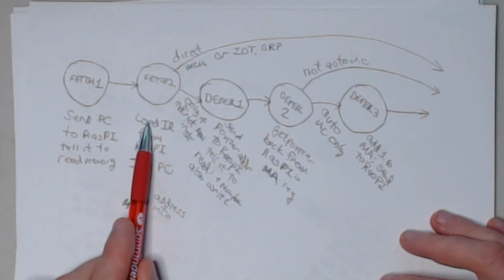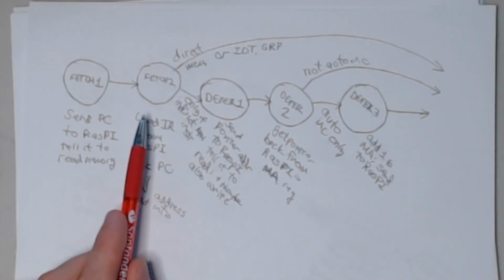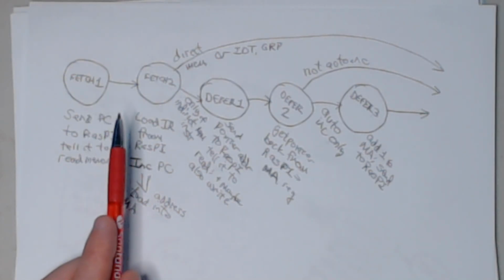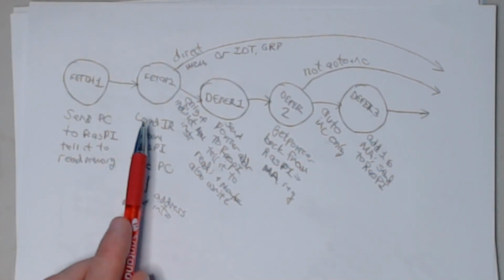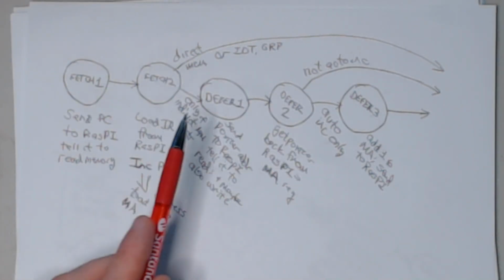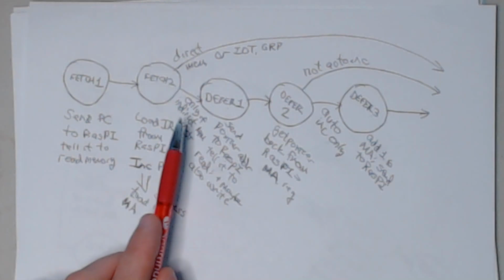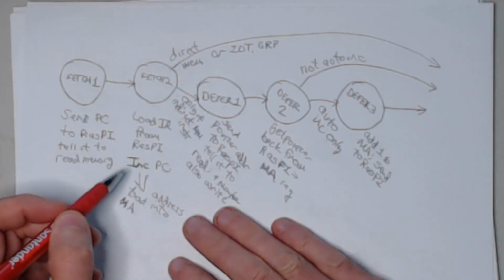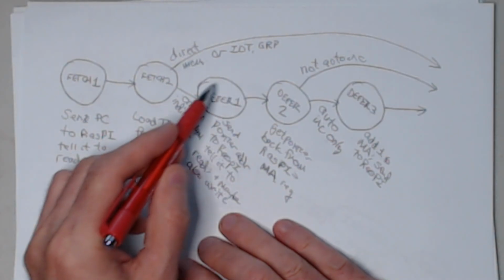Now, there's no real schematics for this computer. Instead, there are a bunch of Verilog-like files. And so I'm going to flip the screen to show you what is in a Verilog file. Like, how does it do this defer one state?